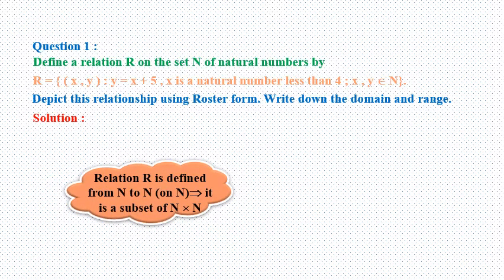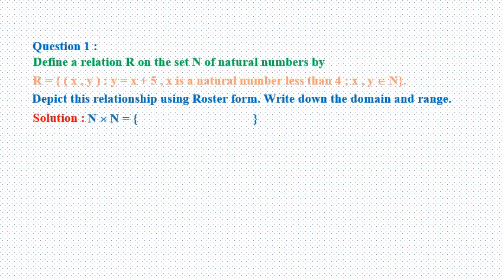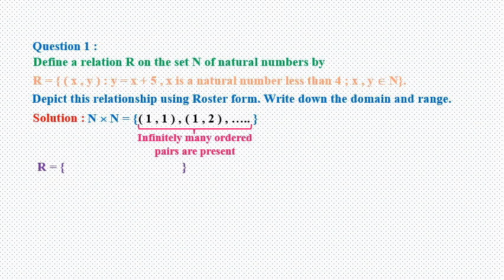See, the relation R is defined from N to N. It is a subset of N cross N. Let us write N cross N: 1, 1, 1, 2 and so on. Correct. After this, what is the relation here? It's an infinite set actually. So now let us take the relation which satisfies the equation y equal to x plus 5. And they are also saying x must be a natural number less than 4. X must be less than 4 means I have to take 1, 2, 3. Correct? Only 1, 2, 3 I have to take for x.